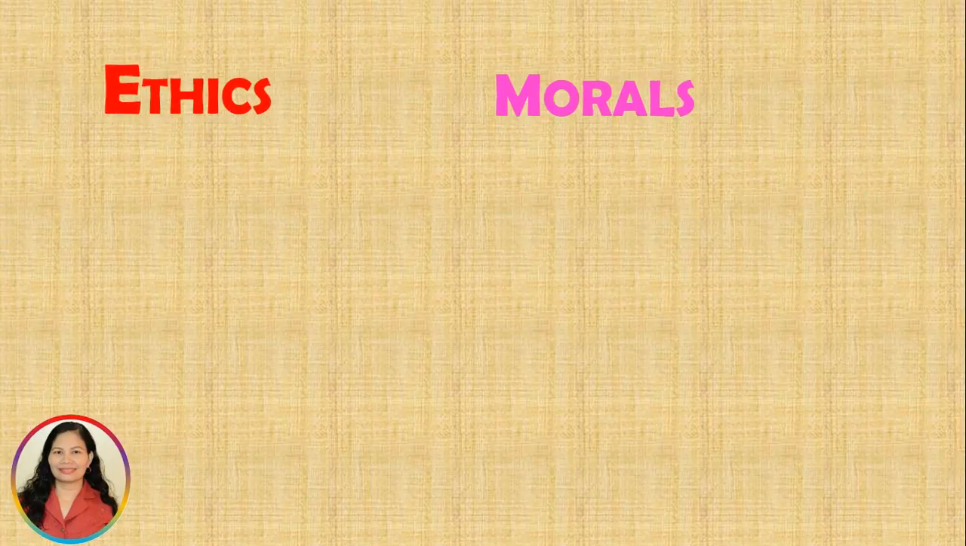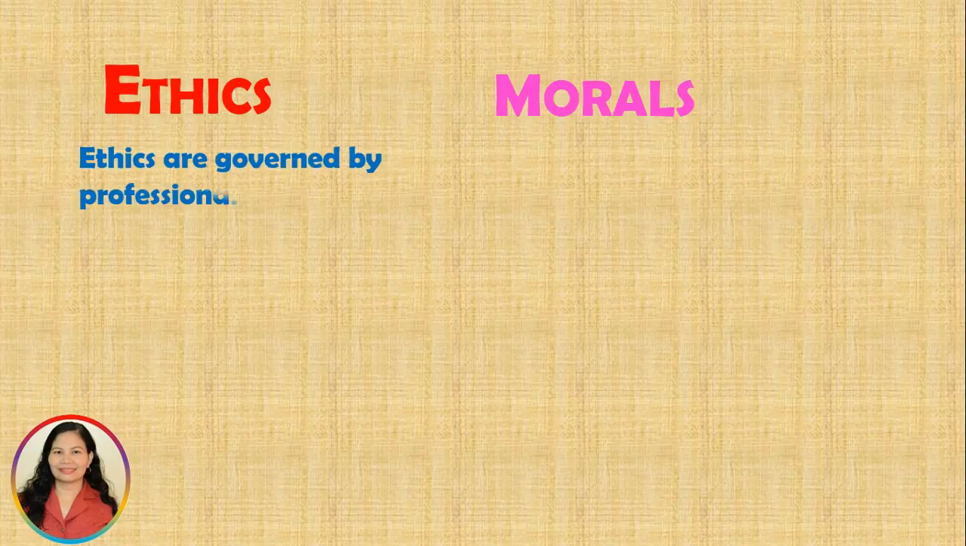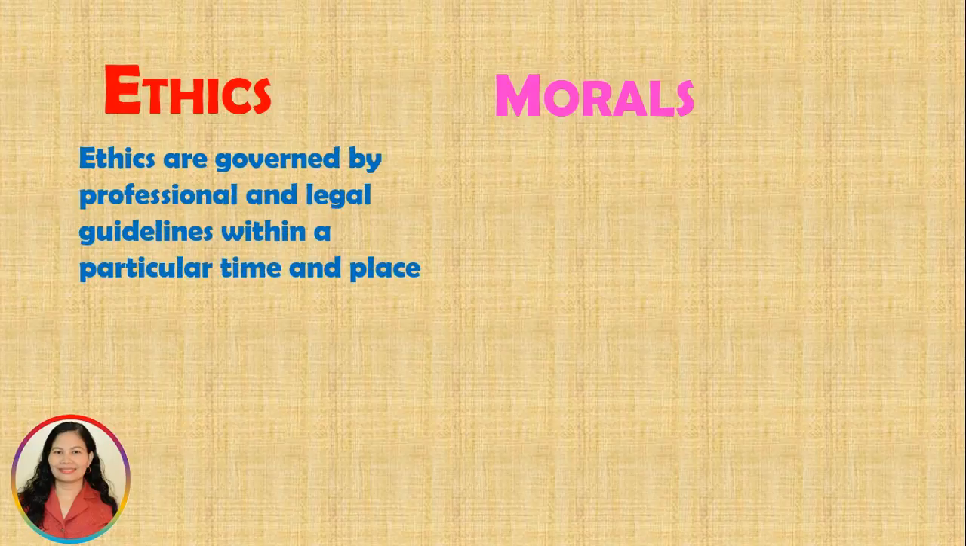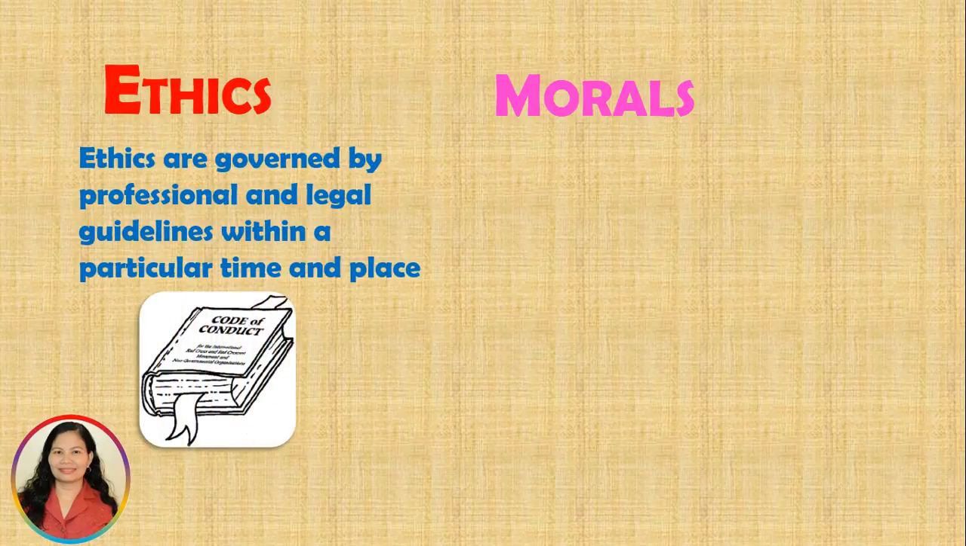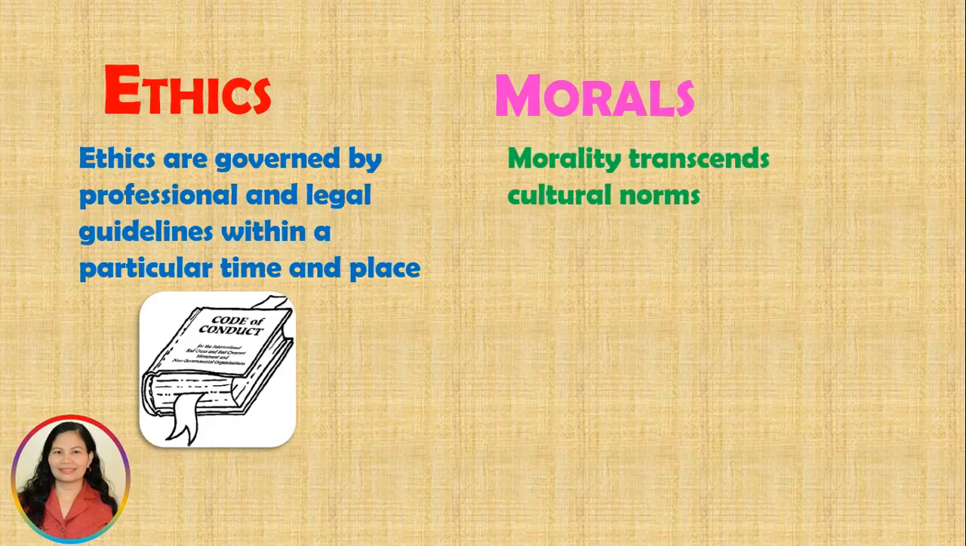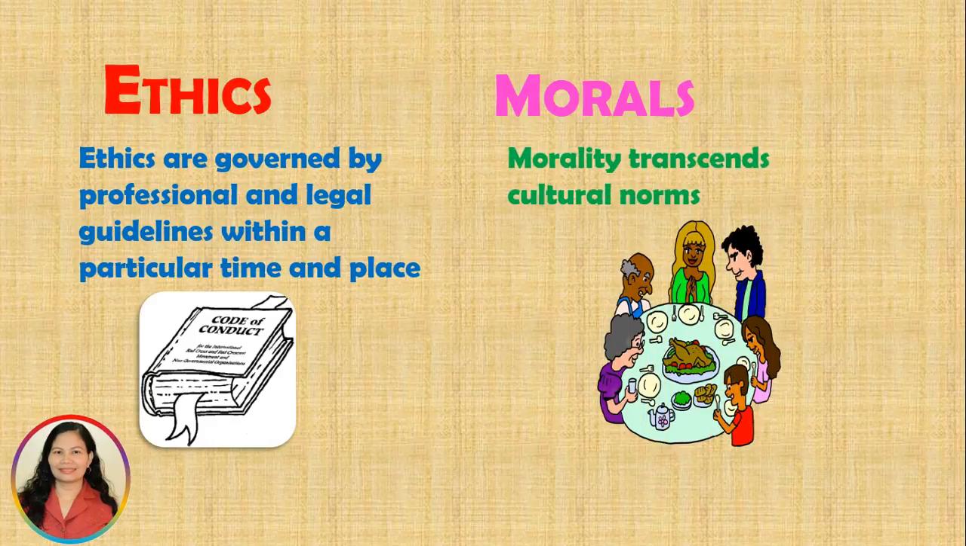When it comes to acceptability, ethics are governed by professional and legal guidelines within a particular time and place. While in morals, morality transcends cultural norms. Cultural norms are the standards we live by. They are the shared expectations and rules that guide the behavior of people within social groups. Cultural norms are learned and reinforced from parents, friends, teachers, and others while growing up in a society.